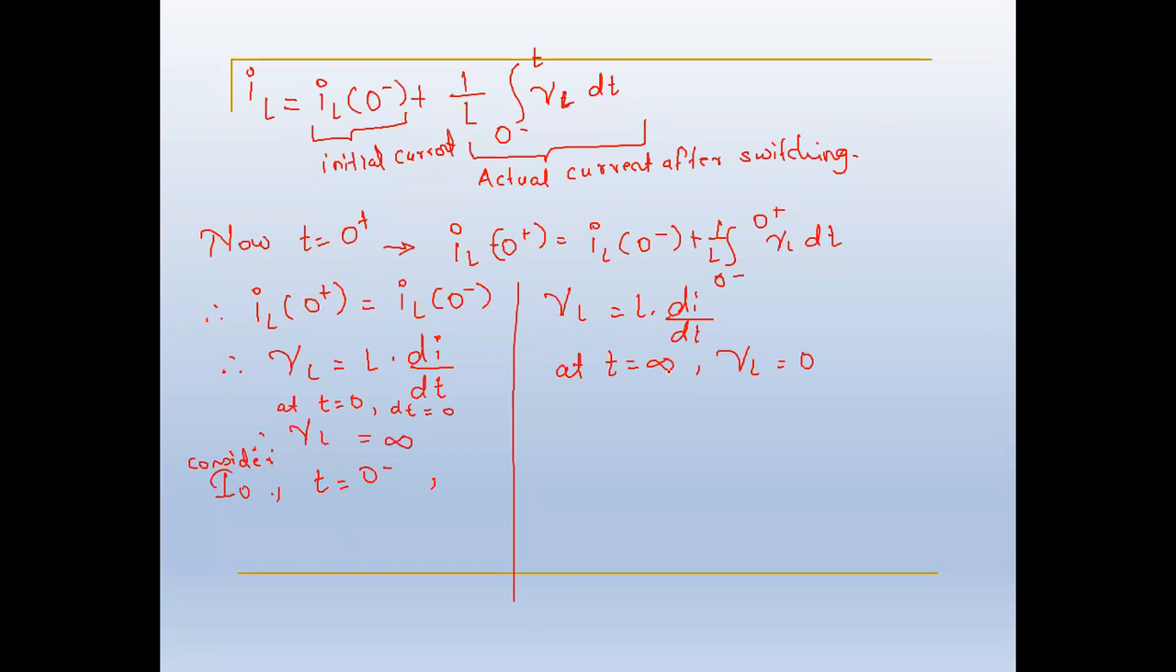Are you getting it? There are two conditions. One is for the voltage: at the time of switching, the inductor acts as an open circuit. And for the current at steady state condition, the inductor acts as a short circuit. These are two very important conditions of the inductor.